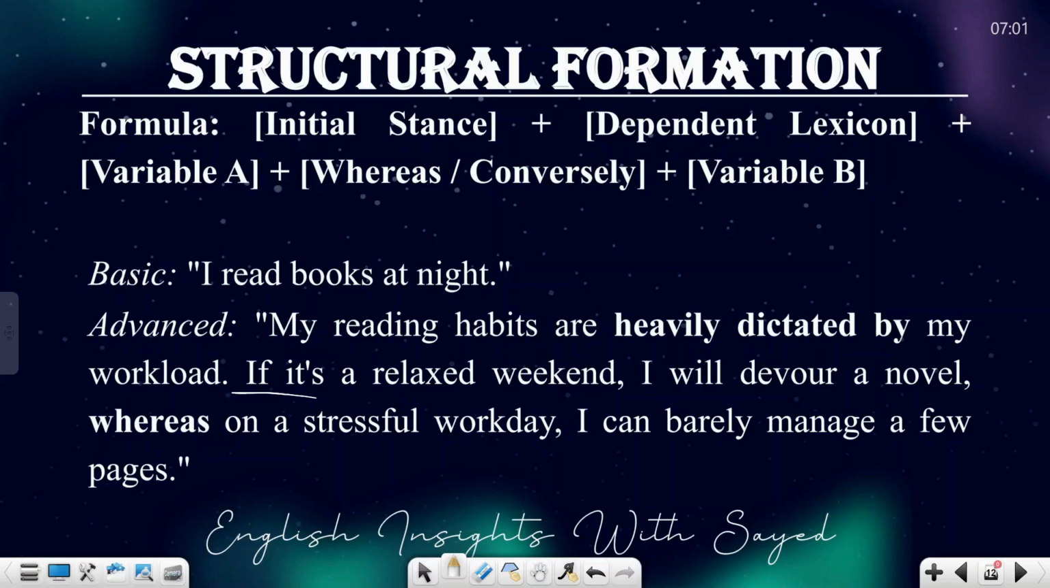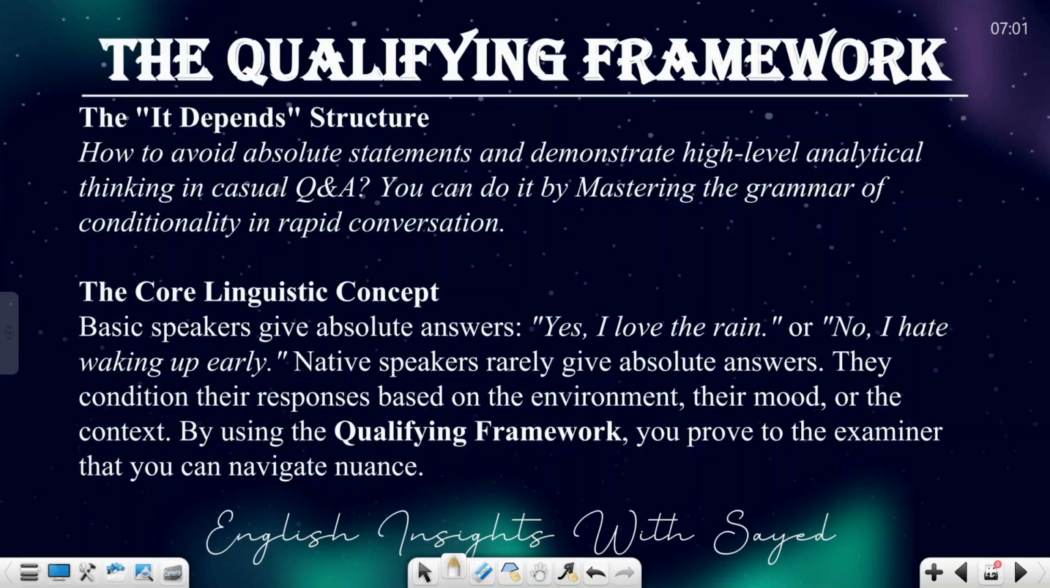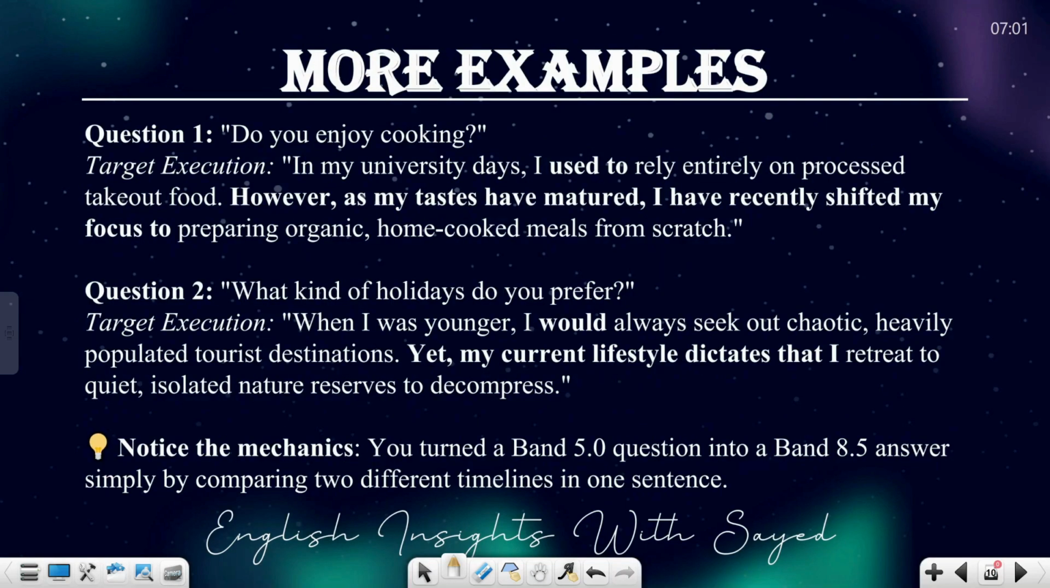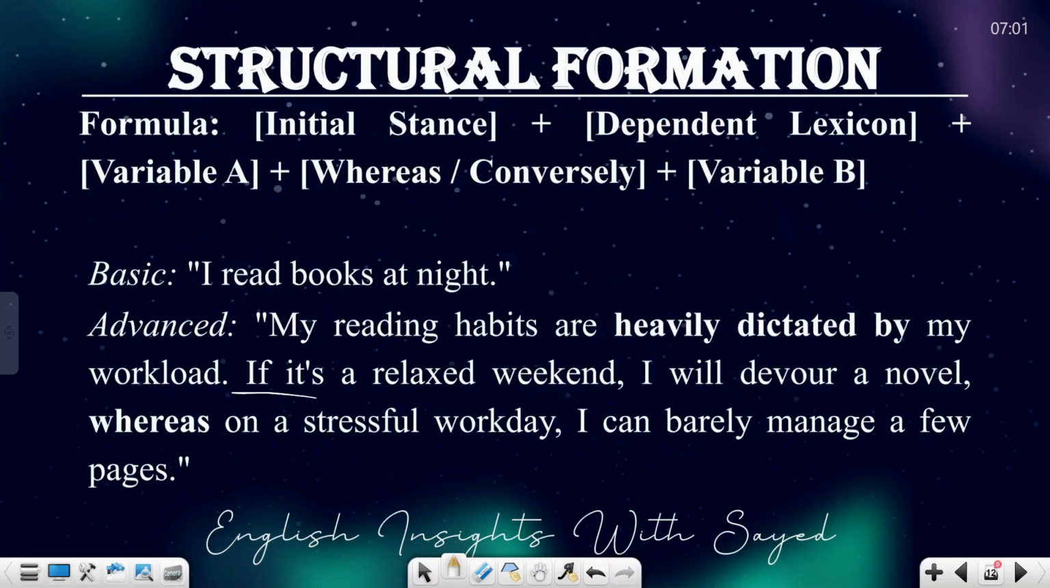So, I read books at night. This sentence, that is your answer. How could it be at a different level? Like this way, I read books at night. Why? When do you read books? So these sentences could be uplifted by saying that my reading habits are heavily dictated by my workload.